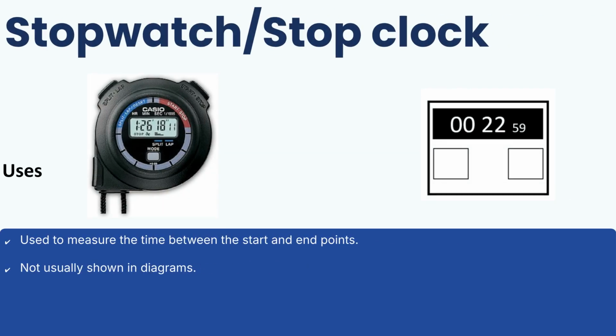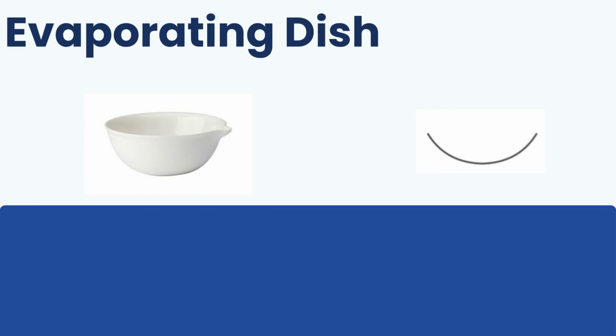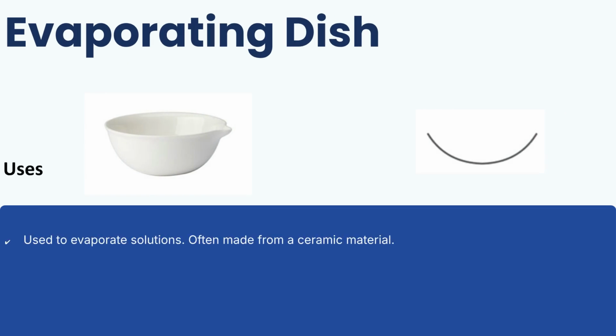A stopwatch or stop clock is used to measure the time between the start and end points of a reaction or process, though it's not usually shown in diagrams. The electronic balance measures the mass of an object or substance. More sensitive balances show a greater number of decimal places. An evaporating dish is typically made from ceramic material and is used to evaporate solutions, leaving behind the solid residue.